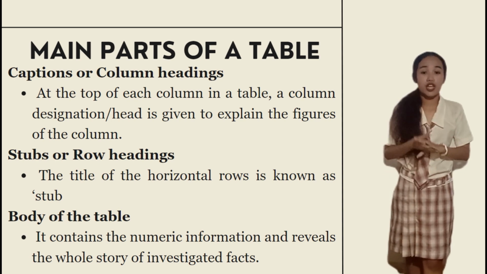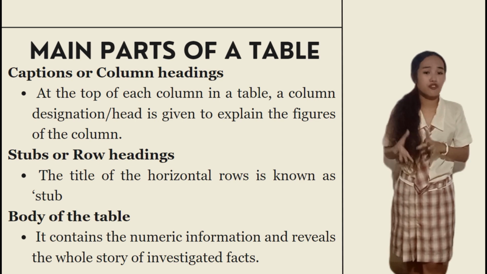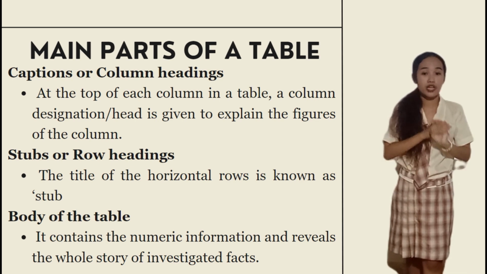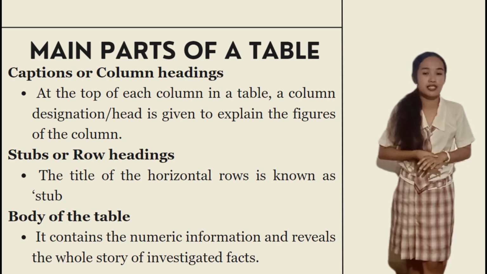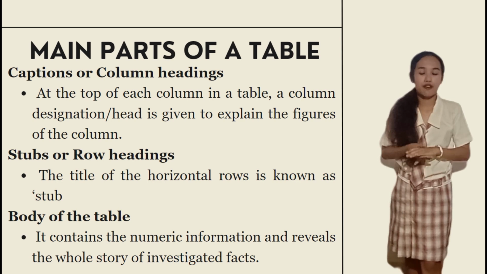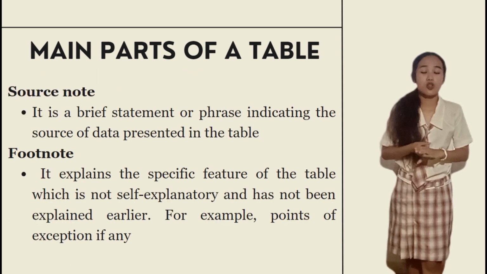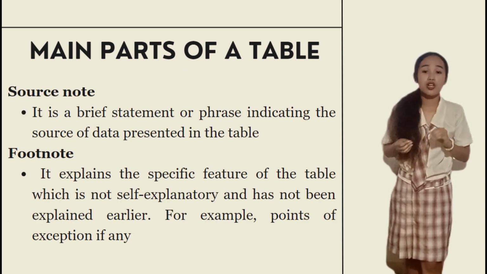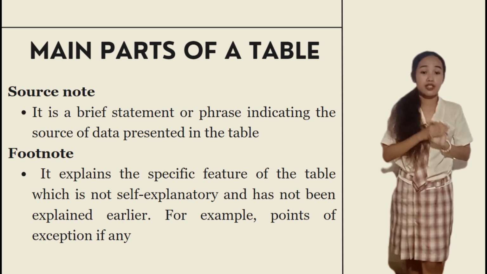Next is the body of the table. It contains the numeric information and reveals the whole story of the investigated facts. Columns are read vertically from top to bottom and rows are read horizontally from left to right. Next is the source note. The source note is a brief statement or phrase indicating the source of data presented in the table.